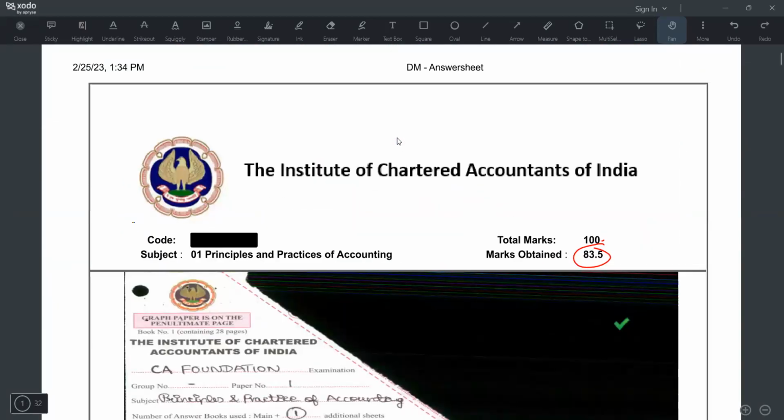Okay. And one more thing. If you want one more paper discussion on principles and practice of accounting, one of my students has scored 69.5, I think. He has scored some marks around 70. I don't know exactly. If you want those papers to be discussed again, do comment below, share to your friends, share to your colleagues who want to know how to present their paper. Some of them are writing for the first time, no? So for them, it may be very helpful.